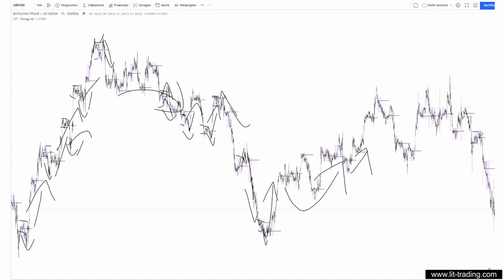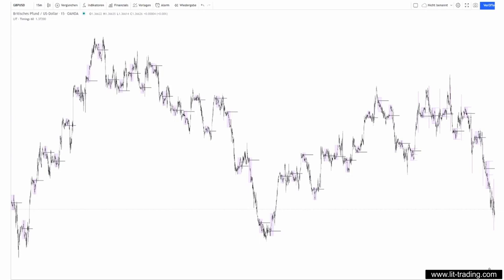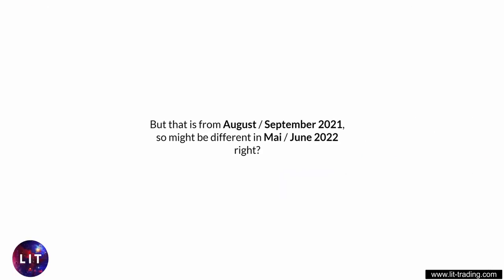And even again, last days, induces Asia range high to go lower. Same stuff. So guess what? You probably think, well, that's from August and September 2021, so it has to be different in May and June 2022. Right? Again, we covered March before, it doesn't matter.